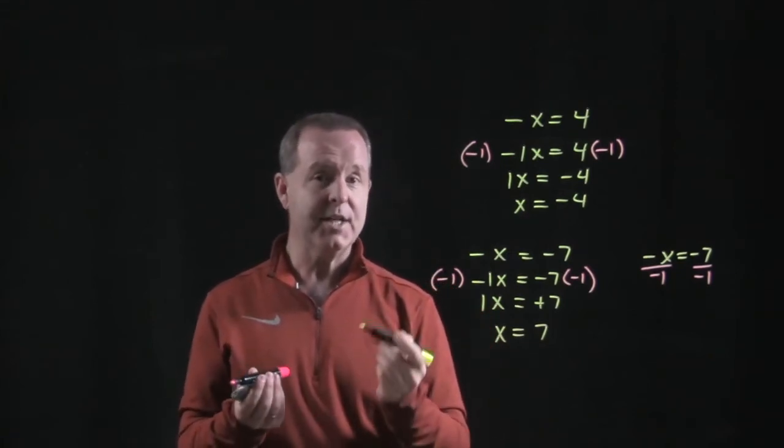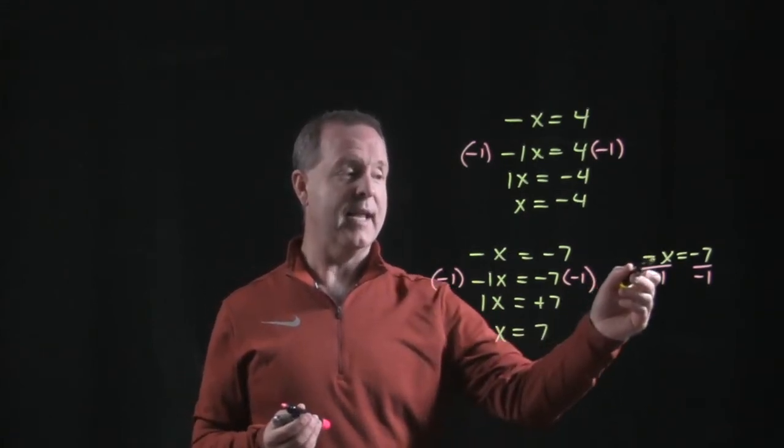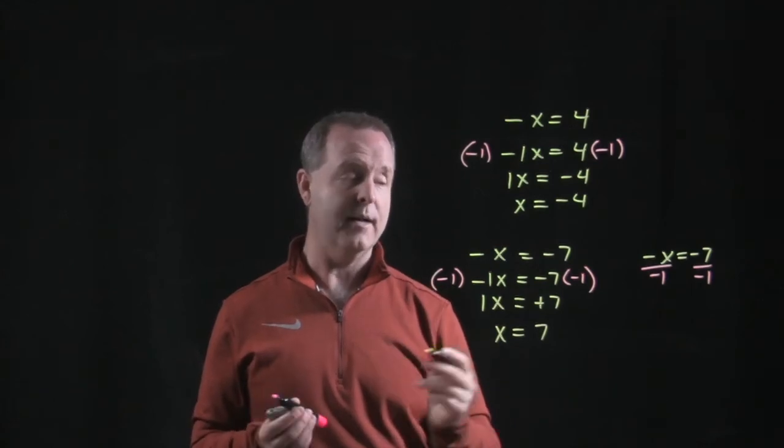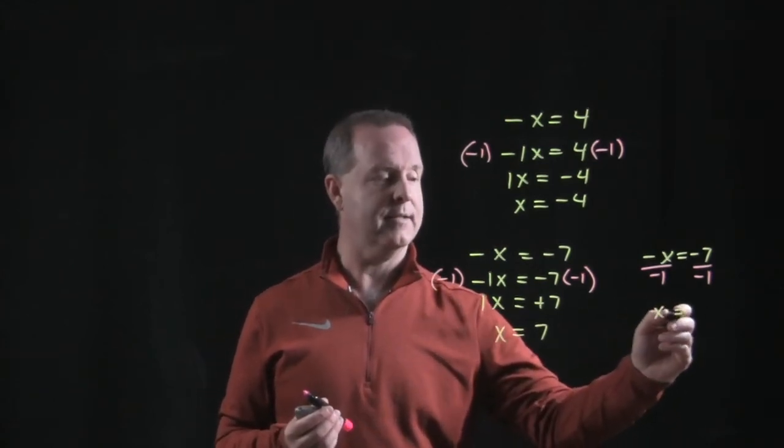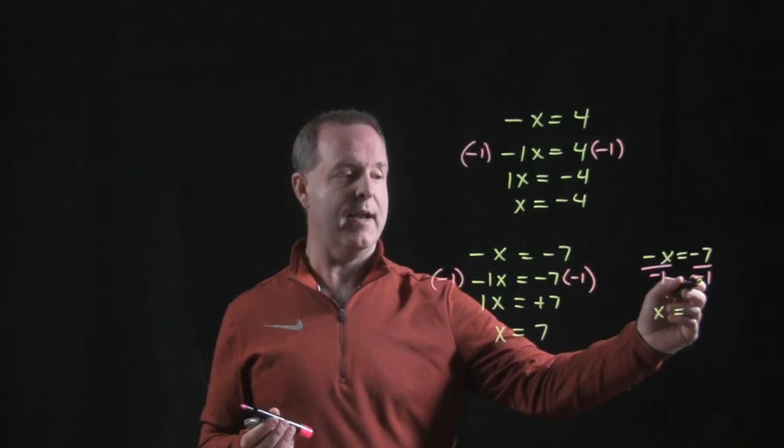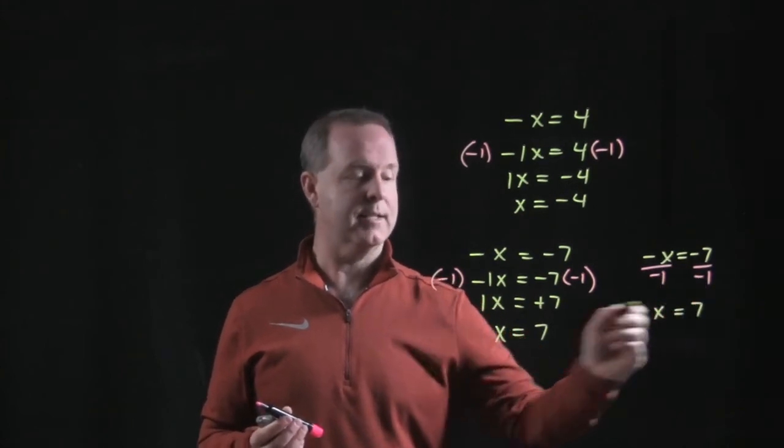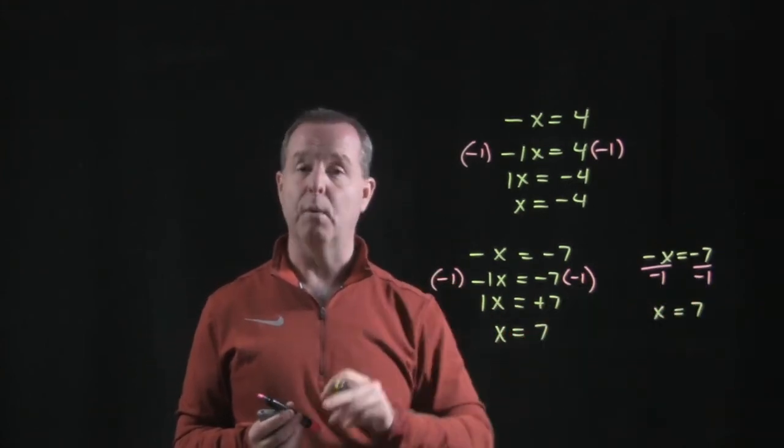Absolutely, because multiplication and division are very similar. Negative x divided by a negative 1 produces a positive x. And then negative 7 divided by negative 1 produces a positive 7. So we can do it both ways.